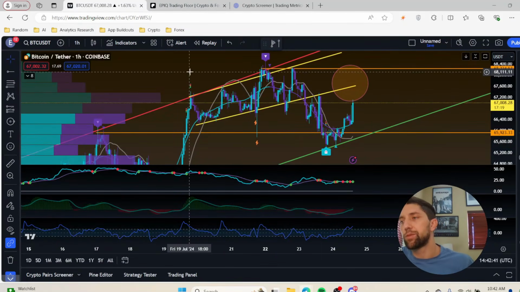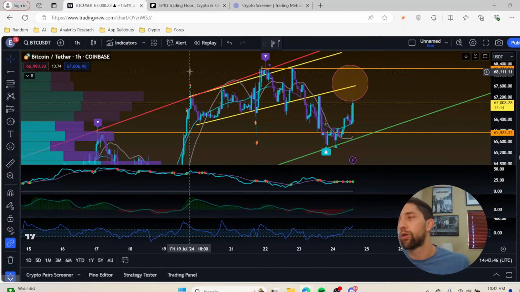And that's essentially how I use my confluences across multiple time frames and how I like to trade in between the 1 hour, the 4 hour, and the daily.